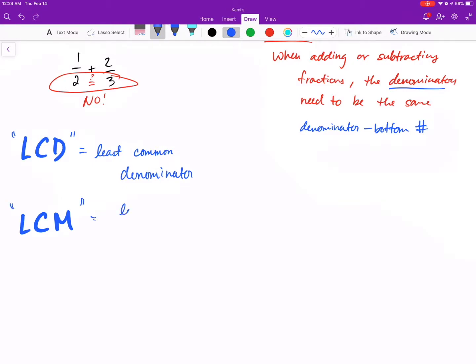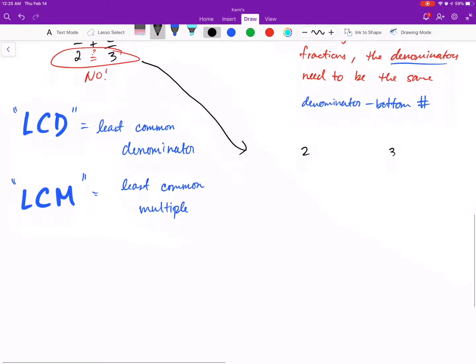LCM. Least common multiple. Now what is the least common multiple? Now we'll get into that. So we're going to take the 2 denominators. We put them here. So we have 2 and 3.